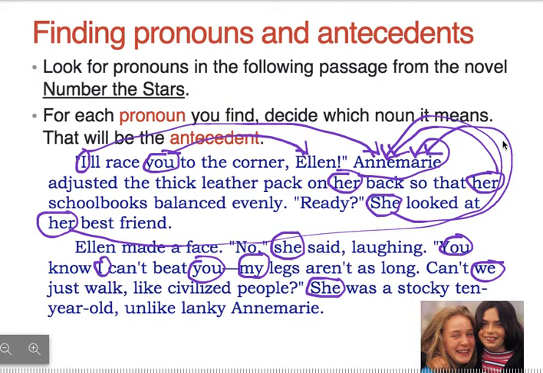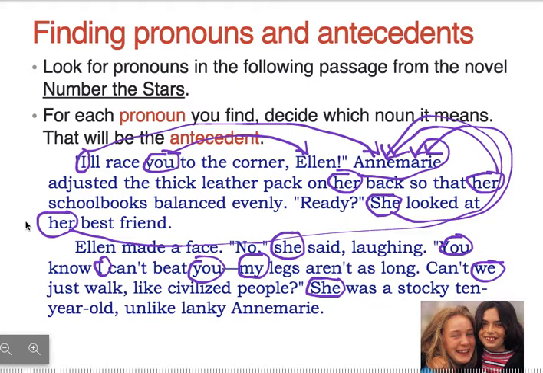So when you're asking yourself what is the antecedent for that pronoun, you can always take the antecedent and replace it back in the sentence where the pronoun is. So for instance, in this last sentence, I could have said, Anne-Marie looked at Anne-Marie's best friend. It would still make sense, it just sounds kind of silly, which is why we use the pronouns.